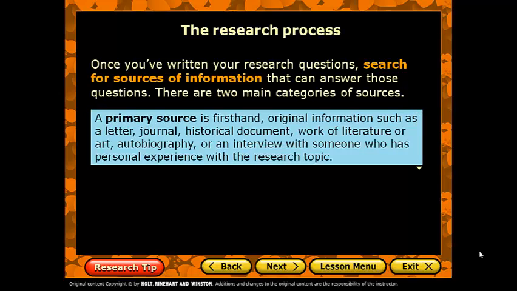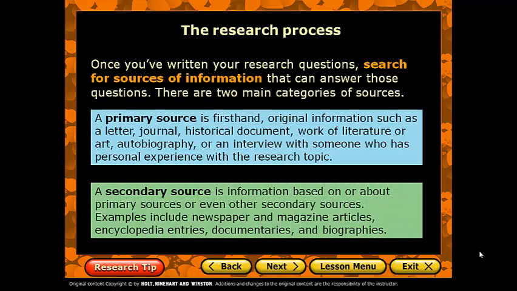A primary source is first-hand original information, such as a letter, a journal, an historical document, a work of literature or art, an autobiography, an interview with someone who has personal experience with your research topic. Primary. Then we have secondary, which is information based on or about a primary source, or even other secondary sources. Examples could be newspaper articles, magazine articles, e-zines, which are online magazines, encyclopedia entries, documentaries, biographies. These are all secondary sources.